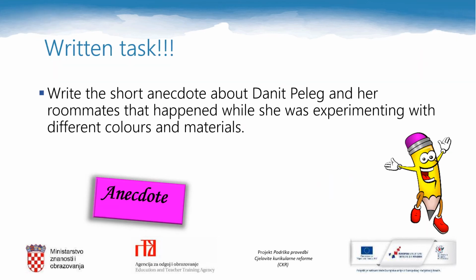And now it's time for your homework. This time it is the written task. Write a short anecdote about Janet Pelleck and her roommates that happened while she was experimenting with different colors and materials. If you are in doubt what an anecdote is, it is a short, amusing, or interesting story about a real incident or person. We expect your anecdote to be interesting and inspiring. Structure your ideas, use past tenses, and don't write more than 175 words.